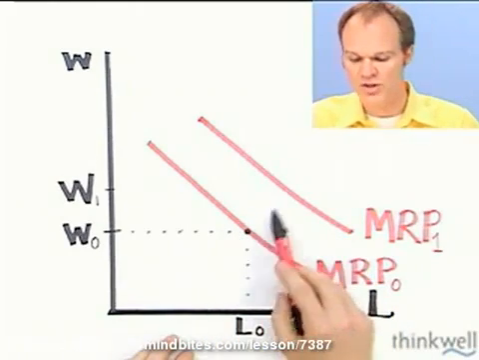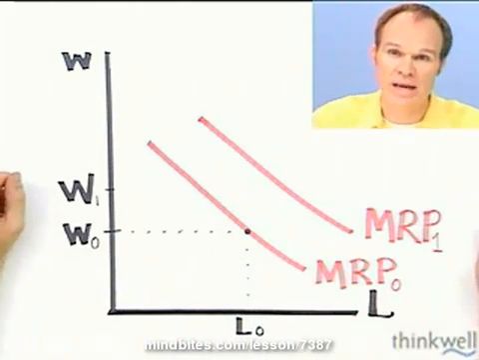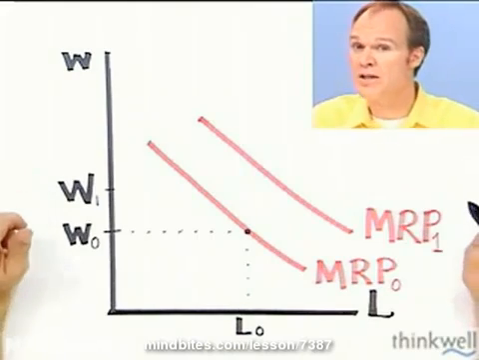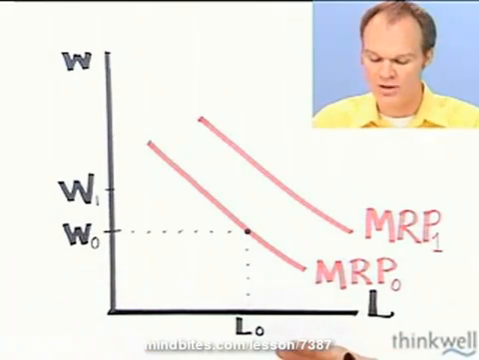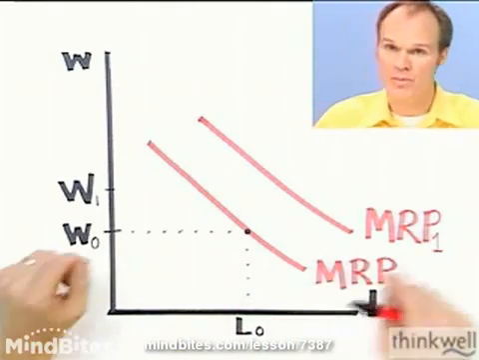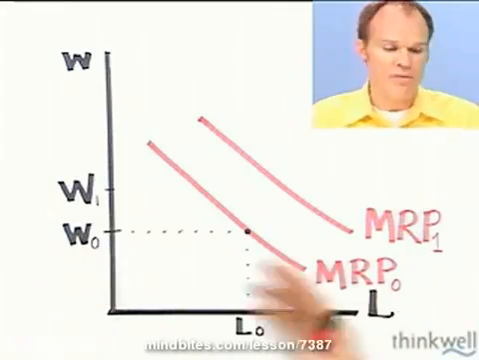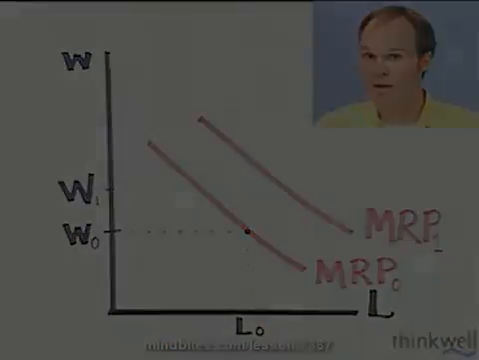The second thing that would cause the curve to shift is an increase in labor productivity. If either technology improves so that workers know how to make more output from a given amount of input, or if the workers get more capital to work with, or anything.